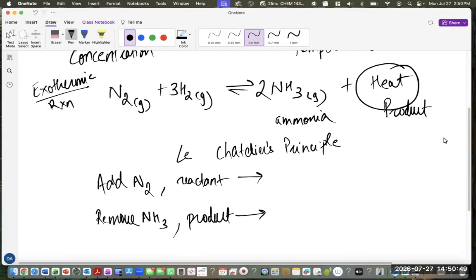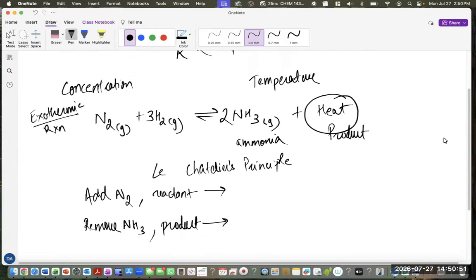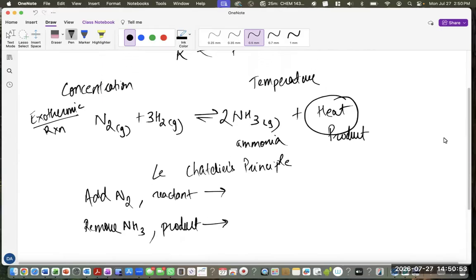So just like how you are playing with the concentration, you can play with the temperature as well to find again a balance or optimal conditions in which you make more products. So if the reaction is exothermic, heat is the product. If you add more heat, the reaction will shift to the left.